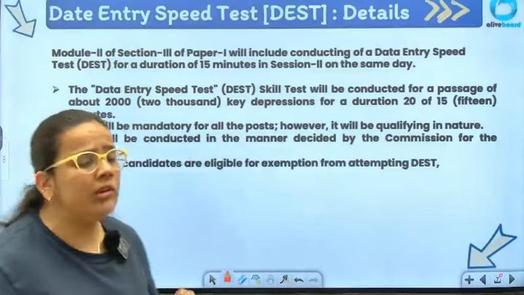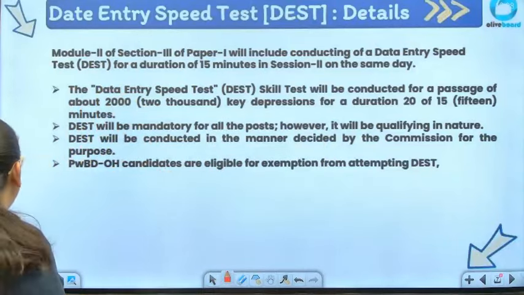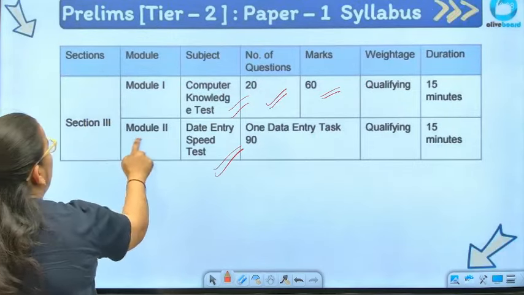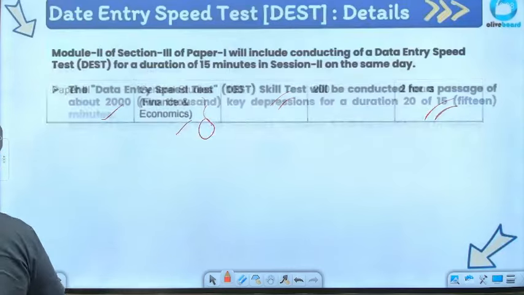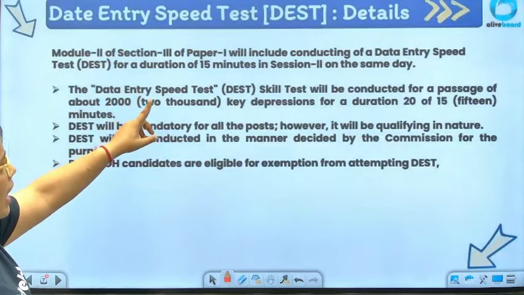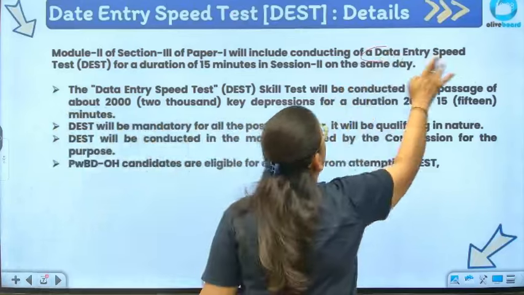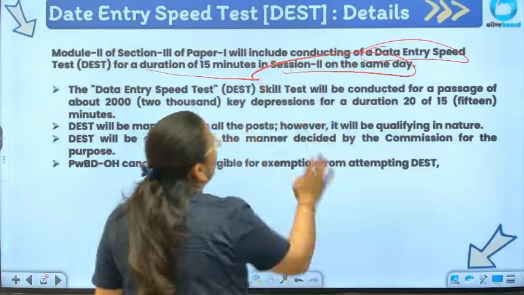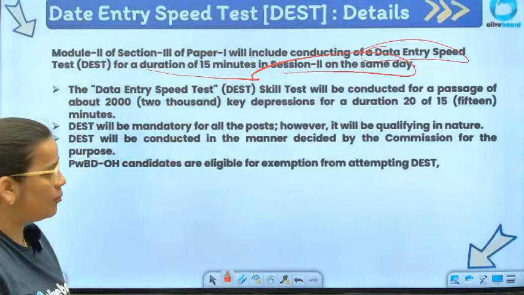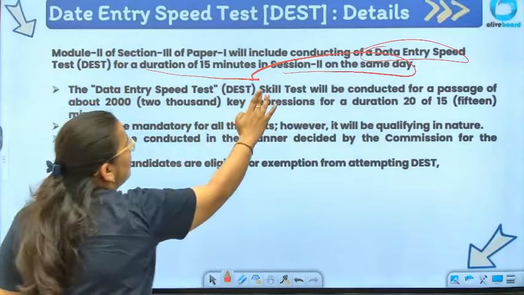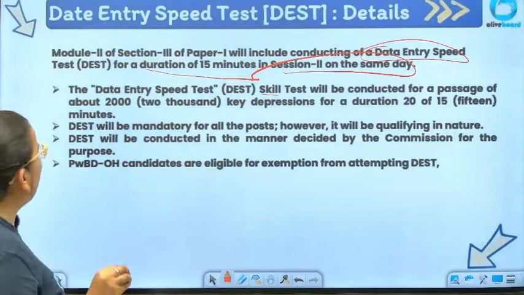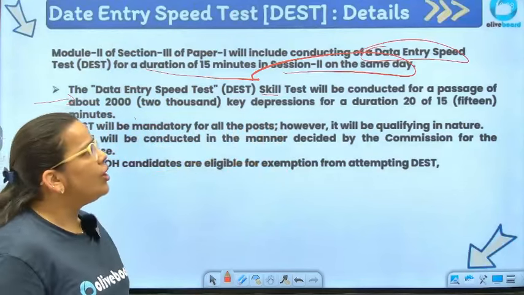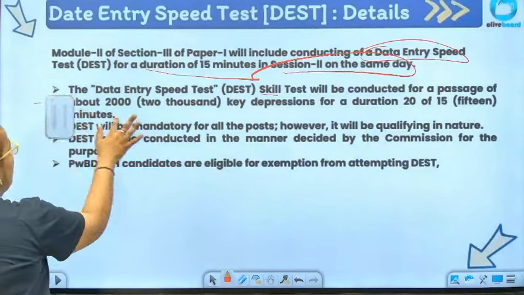Basically, your module 2 of section 3, okay, data entry. Paper 3 will include conducting of the DST, that is your data entry speed test, for a duration of 15 minutes in section 2 on the same day especially. Then after, the DST skill test will be conducted for a passage of about 2000 key depressions for a duration of 15 or 20 minutes, right?